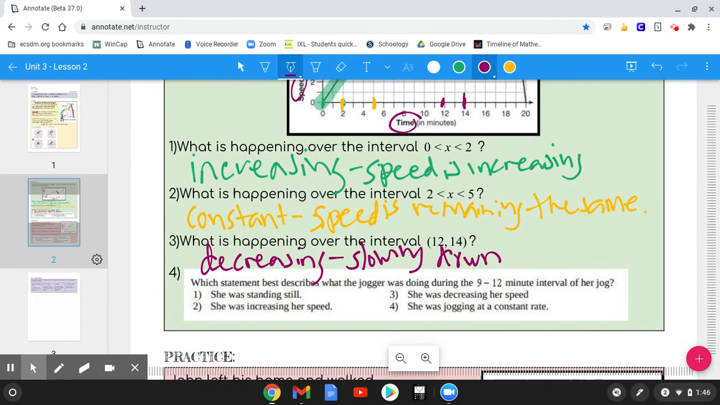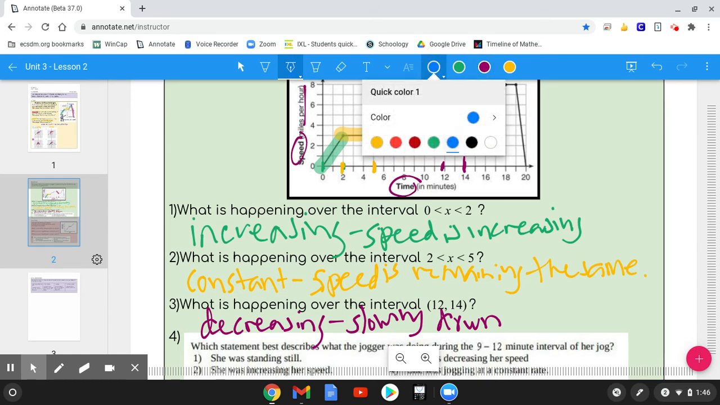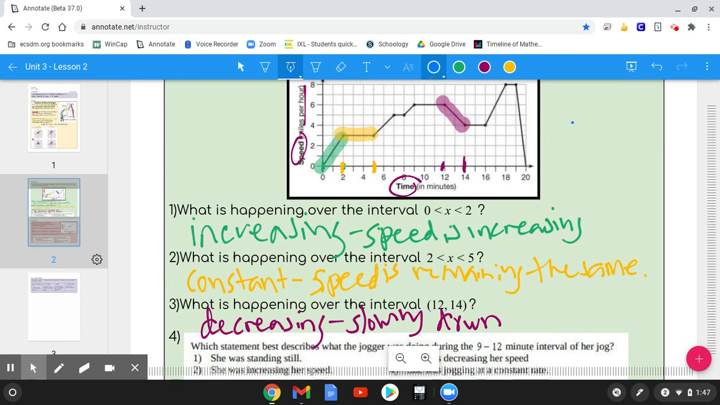Let's take a look at number 4. Which statement best describes what the jogger was doing the 9 through 12 minute interval of her jog? So what will we do first? Let's find 9 through 12 on our x-axis. Why the x-axis? Because that's where minutes are, our time is, between 9 and 12.